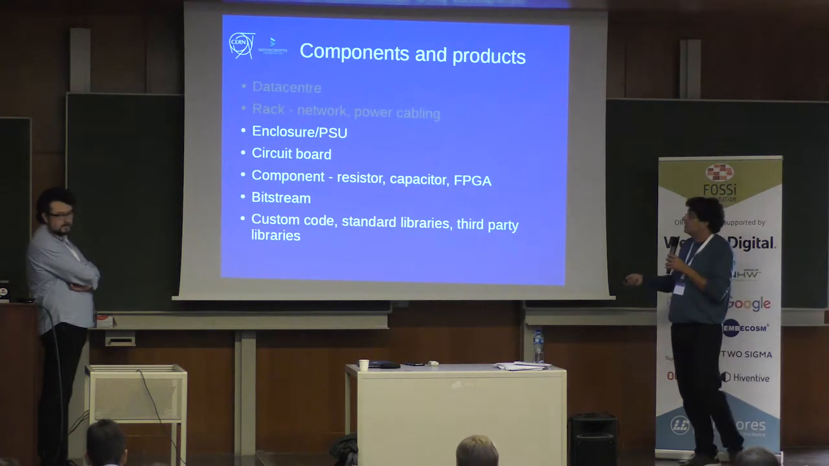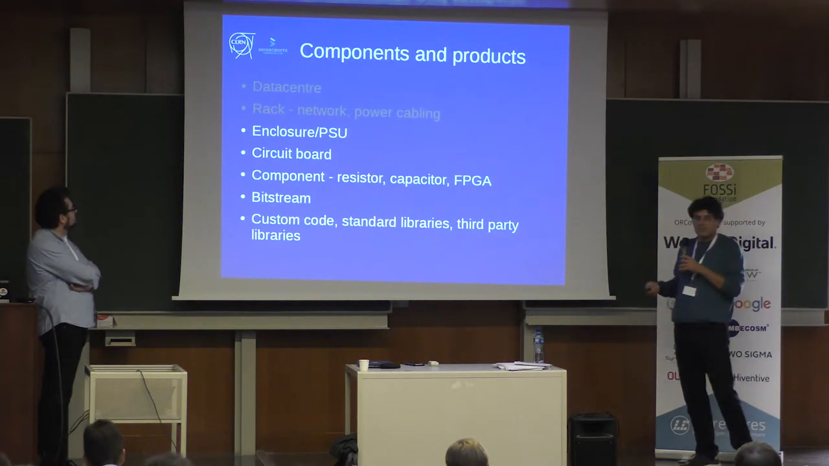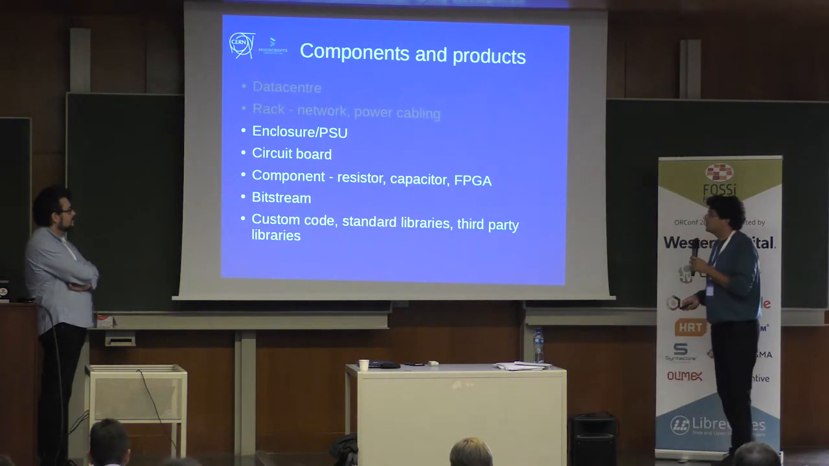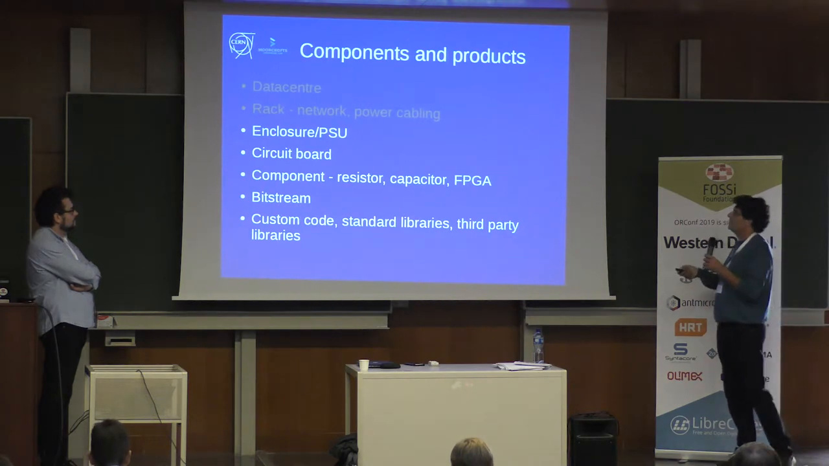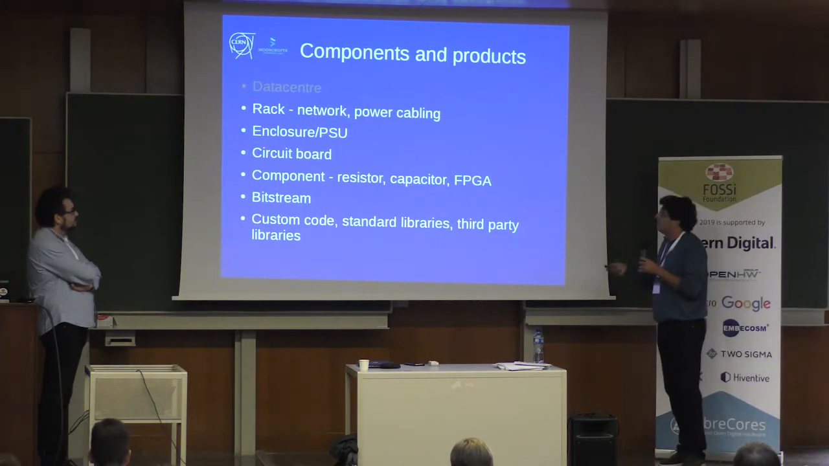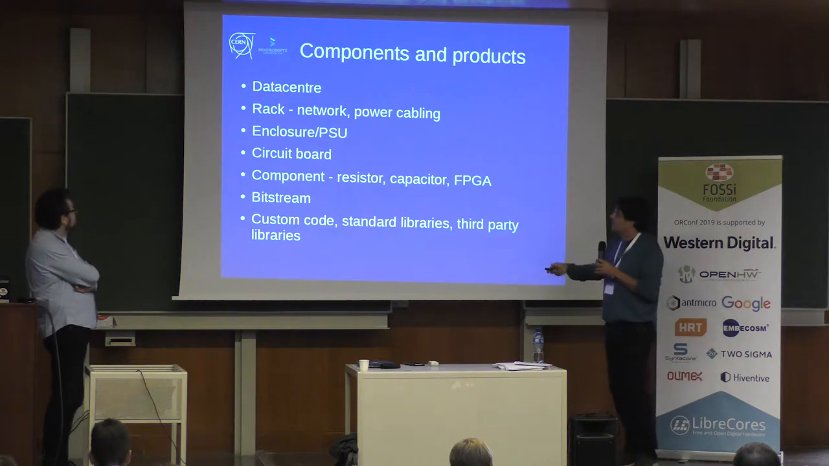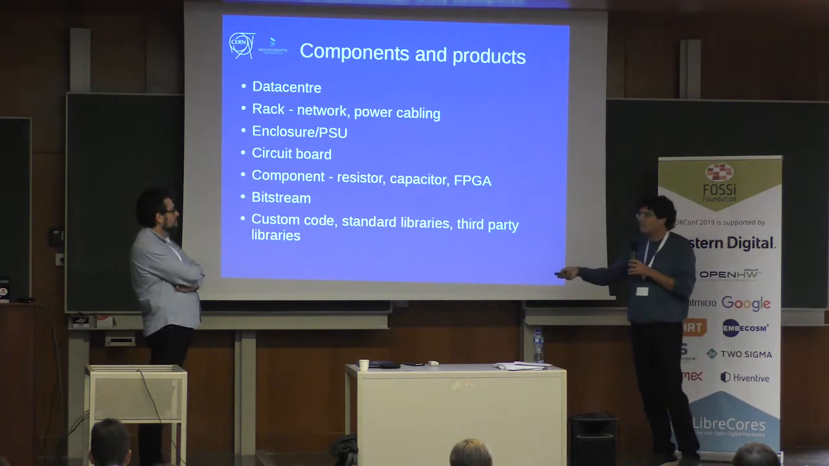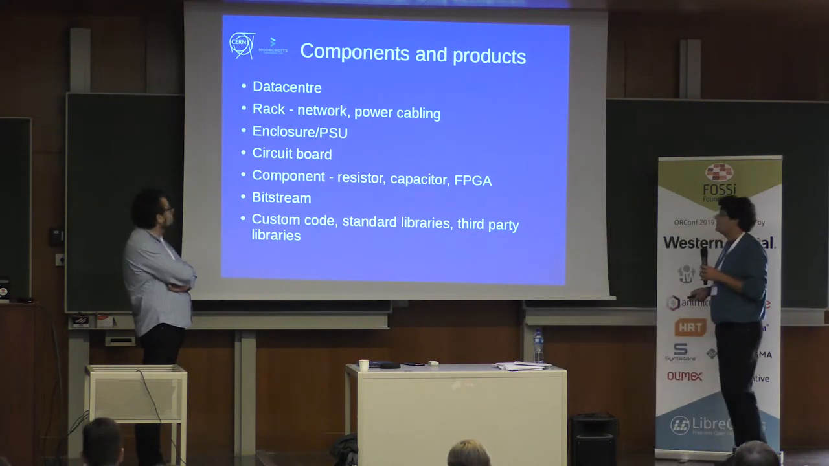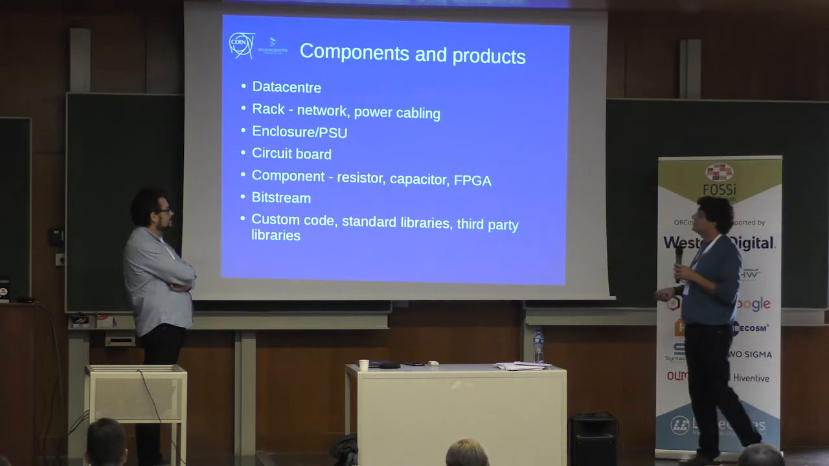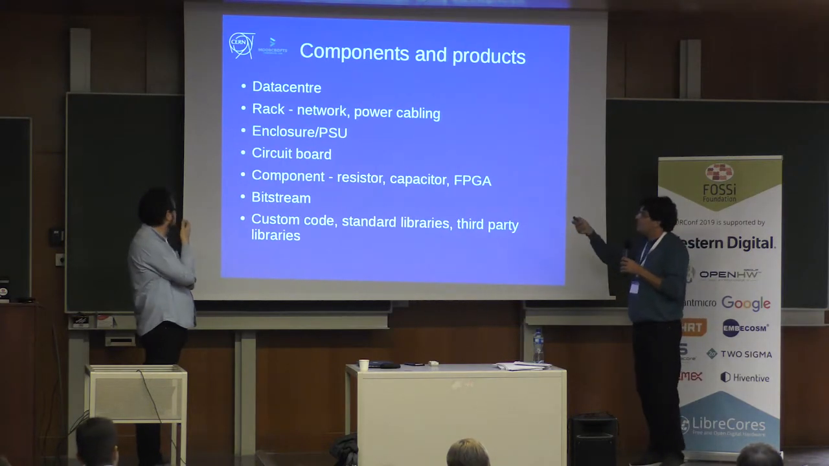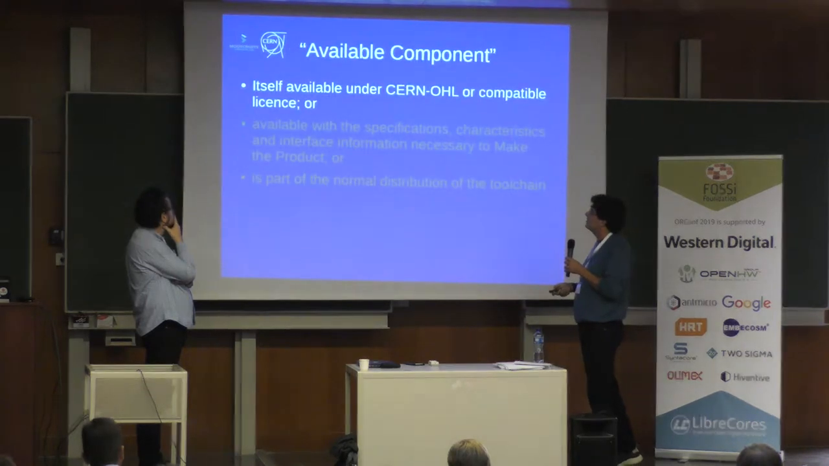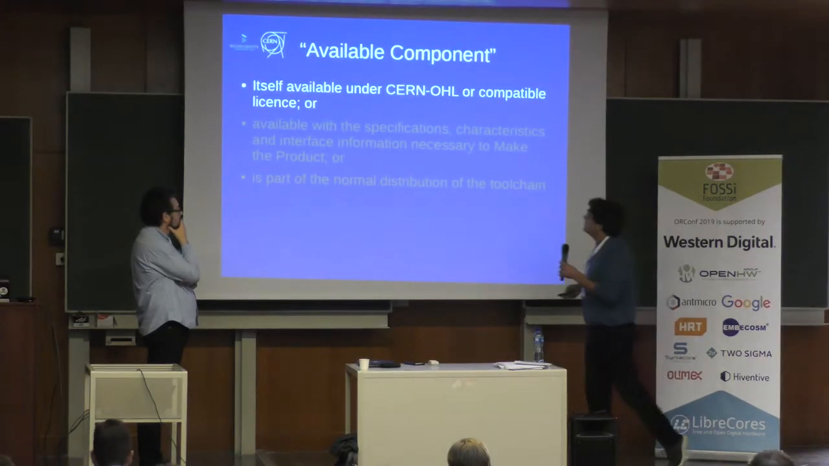The circuit board might be inside an enclosure, so you have questions as to whether the obligations for copyleft go up to the enclosure, and we need to make sure that they don't go there. Then that could be in a rack and it could be in a data center. But you could also design a rack and publish it as open hardware. So basically the message from this slide is that you need to make sure that you know what your final product is before reading and trying to match the terms in the open hardware license. Okay, so available component.